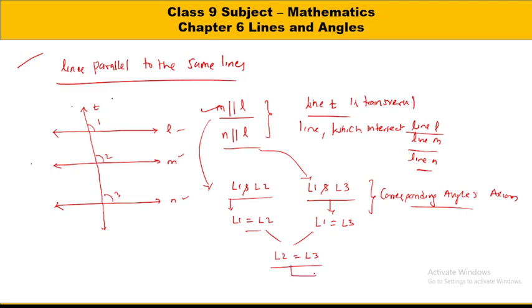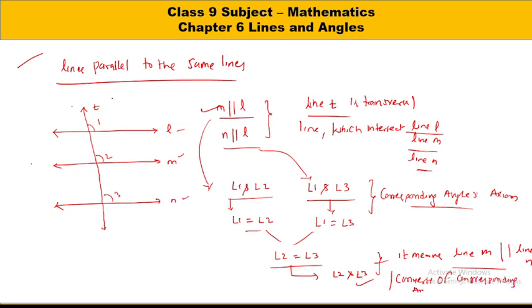If angle 2 and angle 3 are equal, these are a pair of corresponding angles. If these corresponding angles are equal, it means that line M is parallel to line N, on the basis of the converse of the corresponding angle axiom.